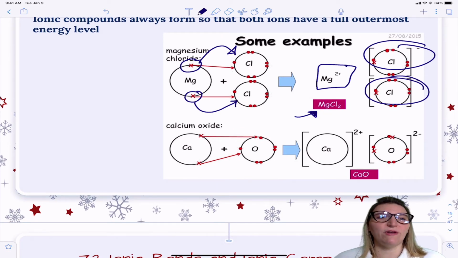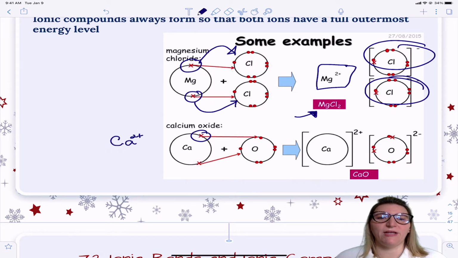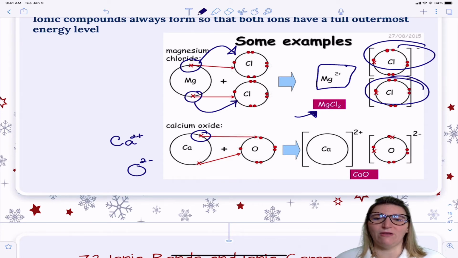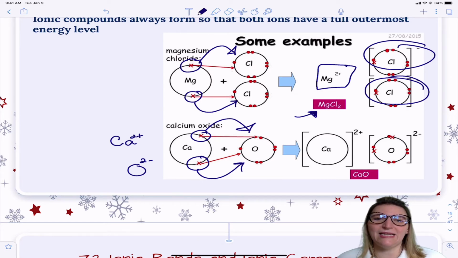Sometimes it does work out, even if it's not 1+ and 1- ions, that all you need is 1. So calcium also will form a 2+ ion because it has 2 valence electrons. Oxygen will form a 2- ion to be stable. It needs to gain 2 electrons. So this is sort of another perfect match where calcium will give the oxygen 1 electron and then the same oxygen another electron. So you will have 2 ions here that are perfectly matched, that are completely full outermost energy level, and all we needed was 1 calcium and 1 oxygen. Calcium gave 2, oxygen took 2.